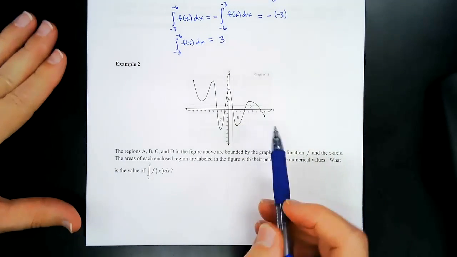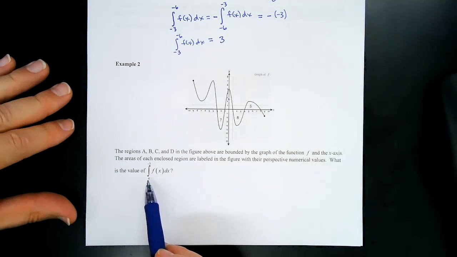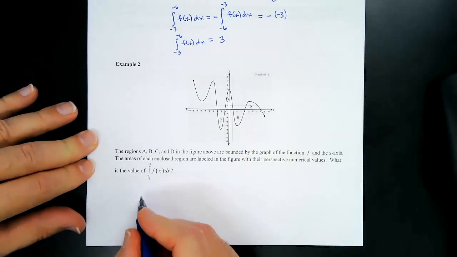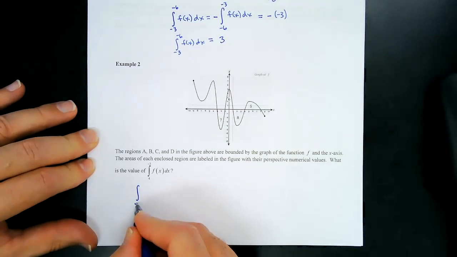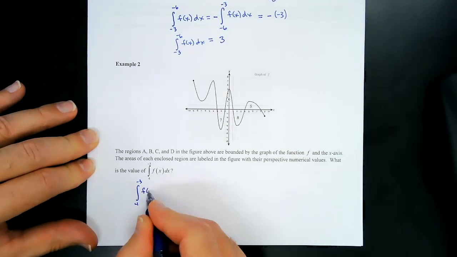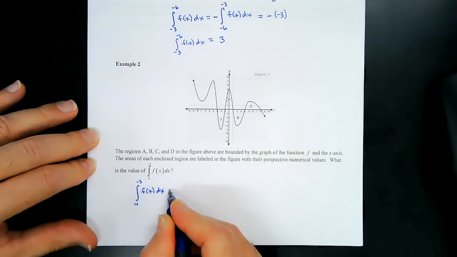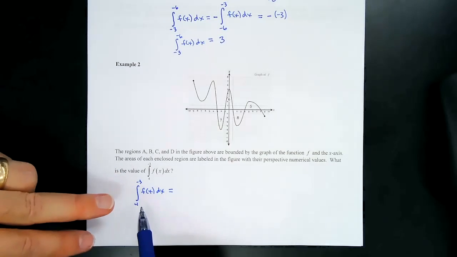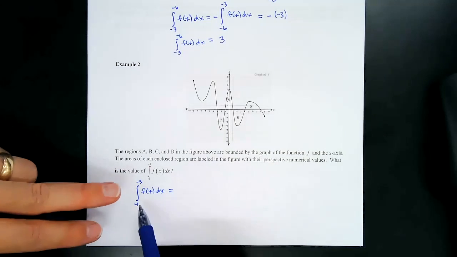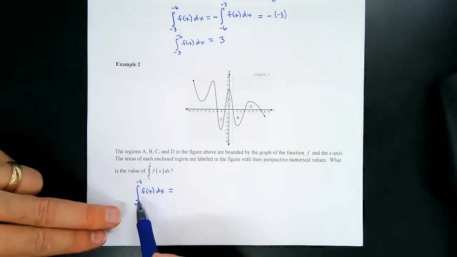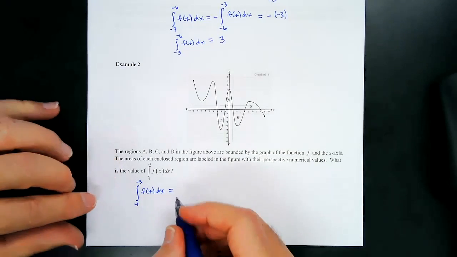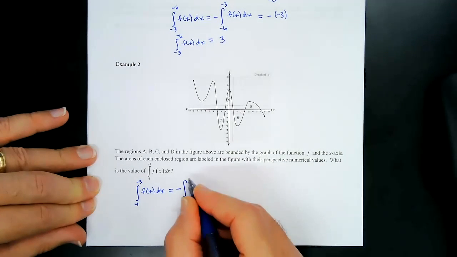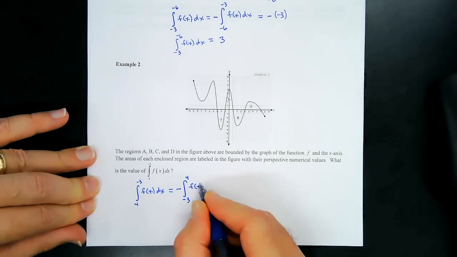Okay, so I have the graph of f, and I want to find this integral from 4 to -3, and I've given you the areas of all these regions here. Okay, so I want to find what is this integral from 4 to -3 of f of x dx. Now, what do I need to do? Well, what I want to do is switch the order of integration. So instead of going from 4 to -3, I want to go from -3 to 4. I can do that as long as I switch this to negative. So negative of the integral from -3 to 4 of f of x dx.